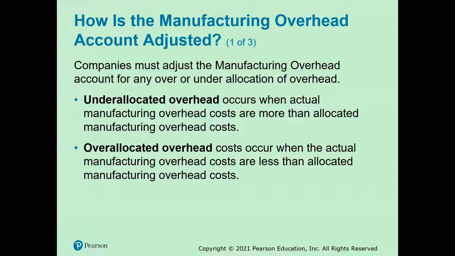Overhead is underallocated when the company allocates less cost to jobs than the actual cost incurred. Overhead is overallocated when the company allocates more costs to jobs than actual costs incurred.